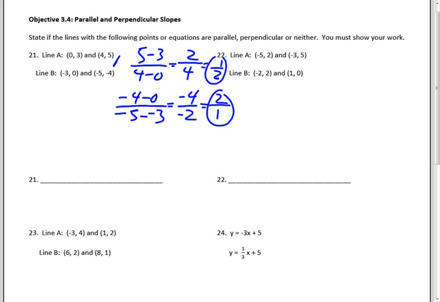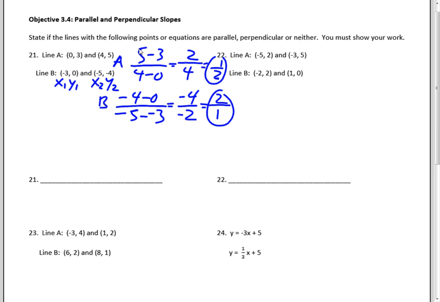So this was line A, this was line B. See if you made a mistake, see what your numbers look like. Make sure that you're labeling like I'm labeling, x1, y1, x2, y2. Some people are putting 2 x's and 2 y's. It's xy, xy.